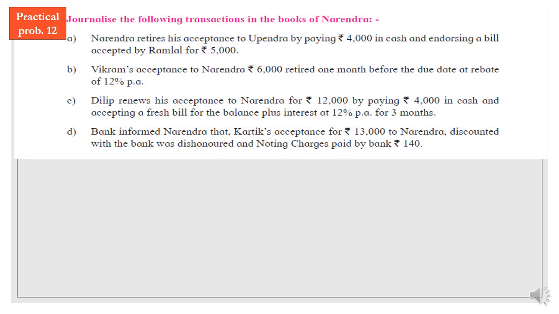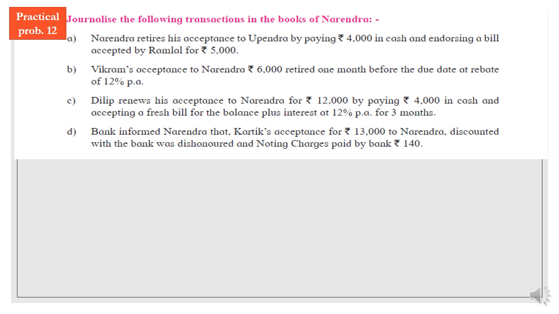let's start another journal problem, practical problem number 12 of your textbook, which is not solved. The solution is not given in the textbook. So students, just go step by step. Okay, so just read the question first.